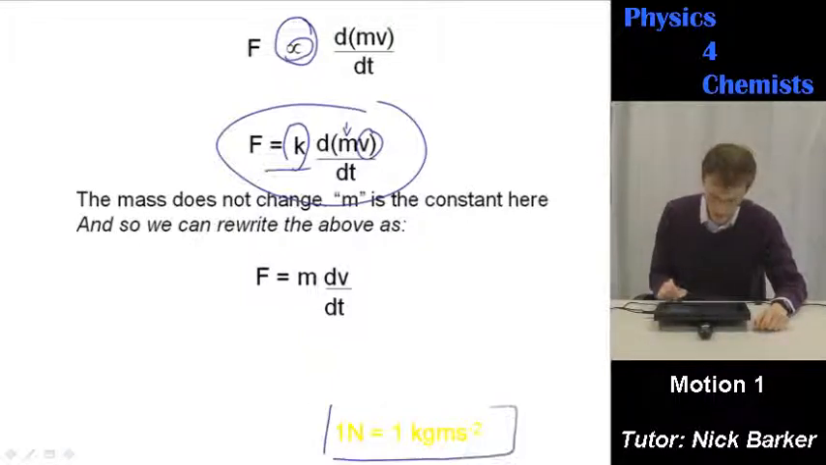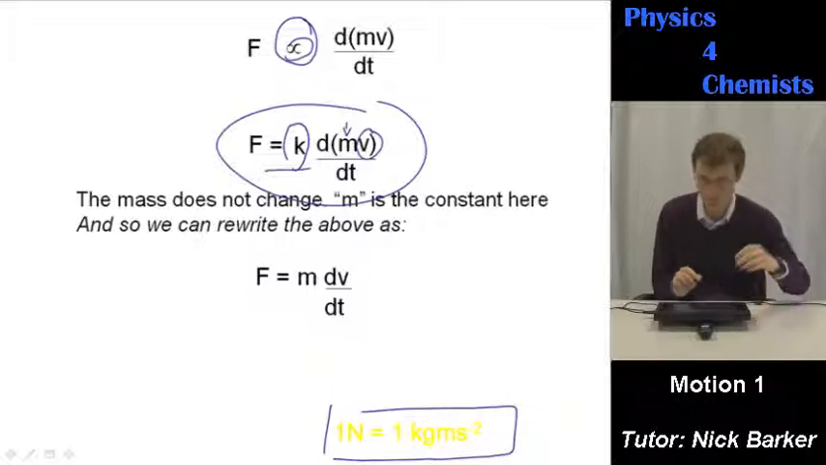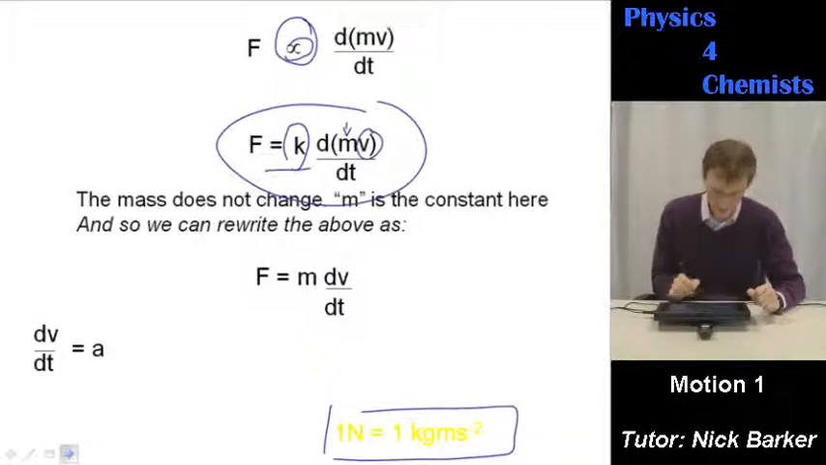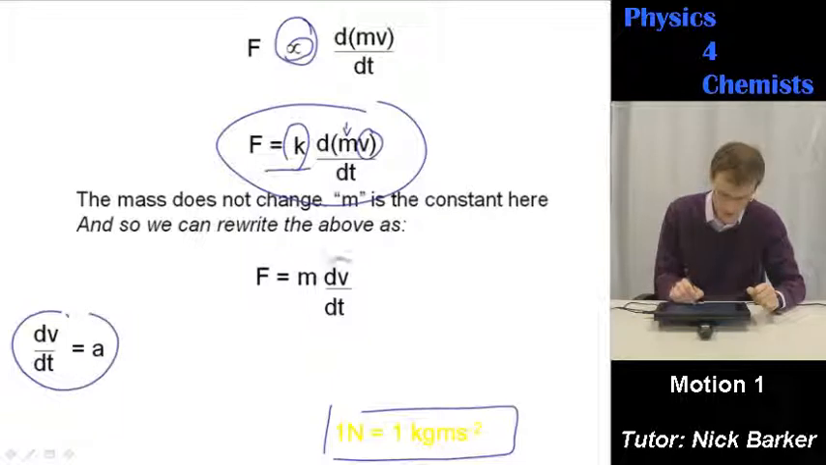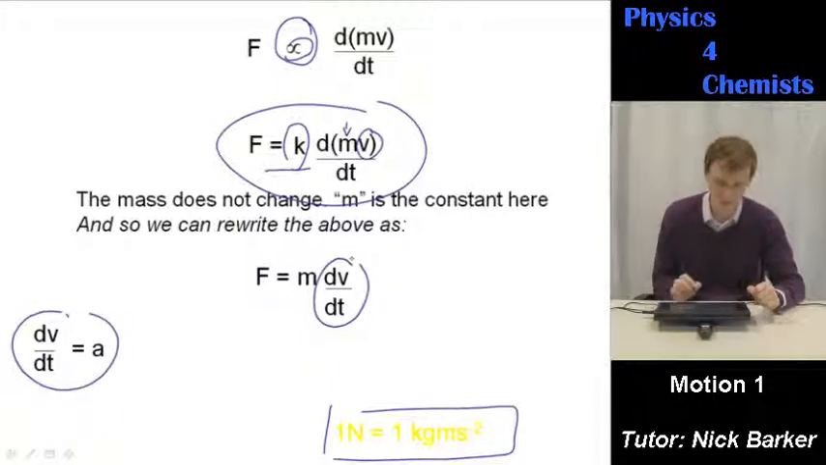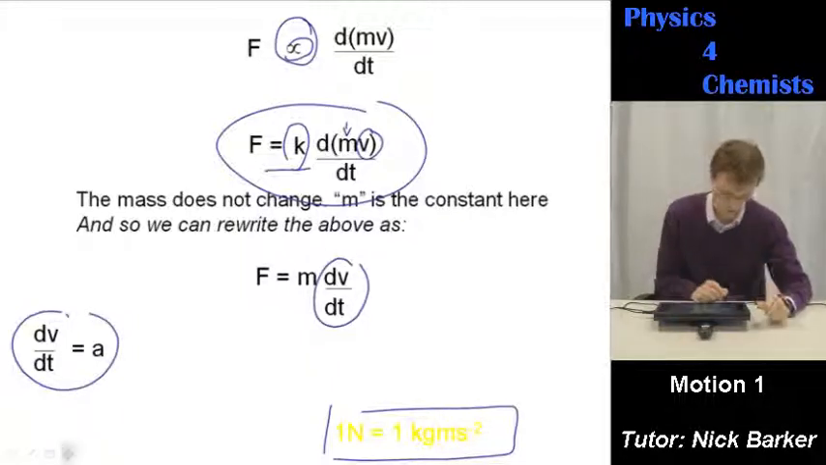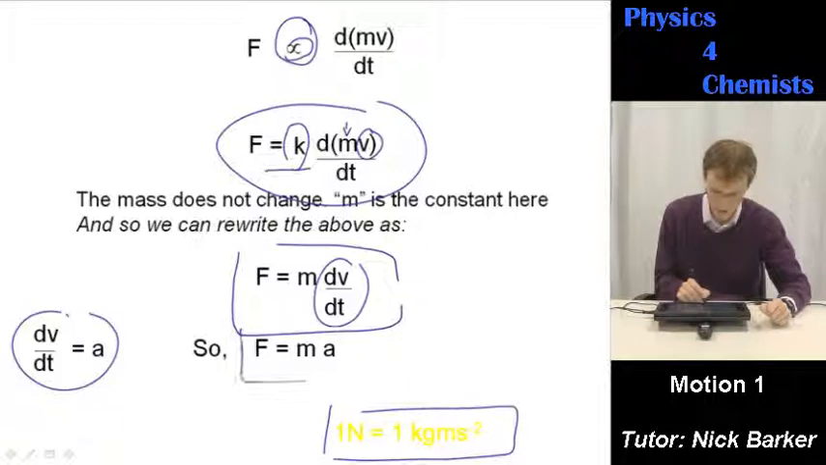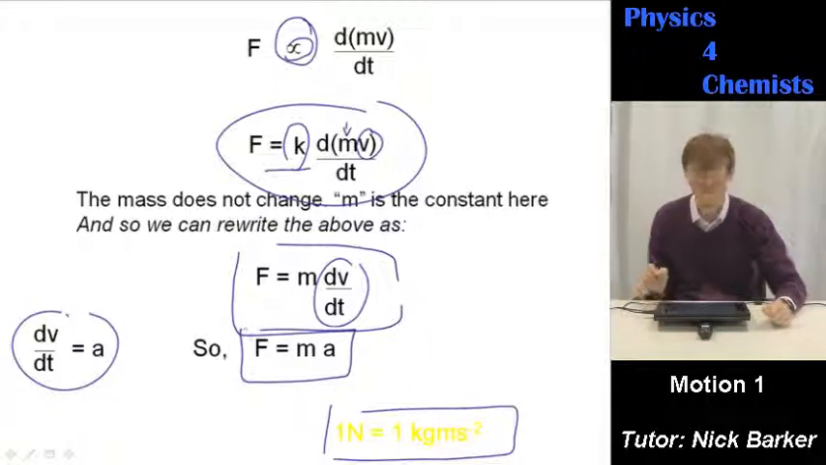I've written down here 1 Newton is 1 kilogram meter per second squared. It's the force which would make 1 kilogram accelerate at a rate of 1 meter per second per second. dv by dt, which you're seeing up here, is equal to acceleration, the rate of change of velocity. And so substitute a for dv by dt, and this equation becomes the equation you learned at school, F equals ma.